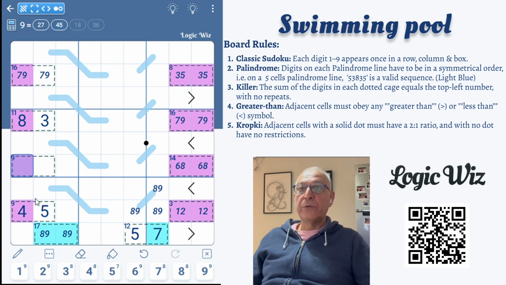Now we cannot have 4 and 5 here because 4 is already taken and 5 is already taken in the purple. So this one must be 2 and 7. Now 2 is taken, so purple one cannot be 2. It must be 7. Now this one is a 9. And this one is a 7.